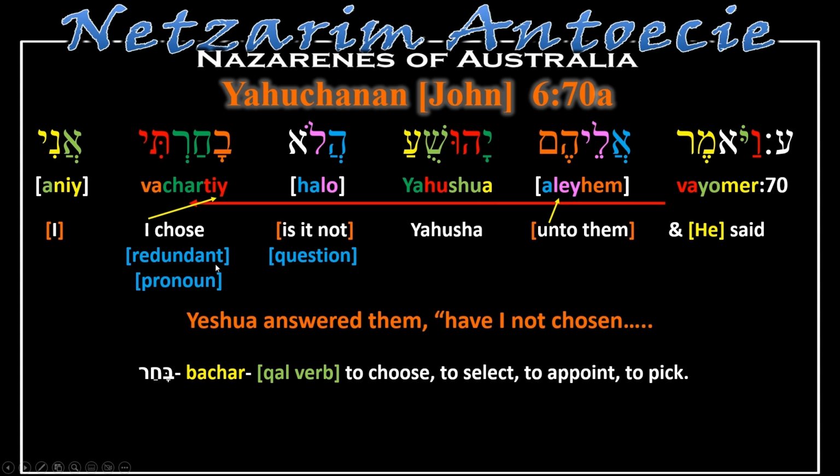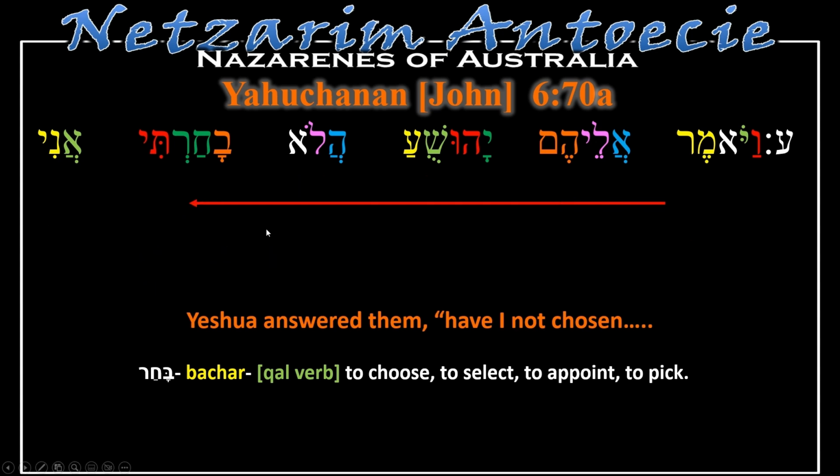But as I've put here, it's a redundant pronoun because the next one says ani, I. So it's like a repeat. I chose I. So in the translation, they only give you one time I. Yeshua answered them, have I not chosen? And often you find in Hebrew there's some redundant pronoun, but that just helps us to see that that belongs to the I. So let us read that now.